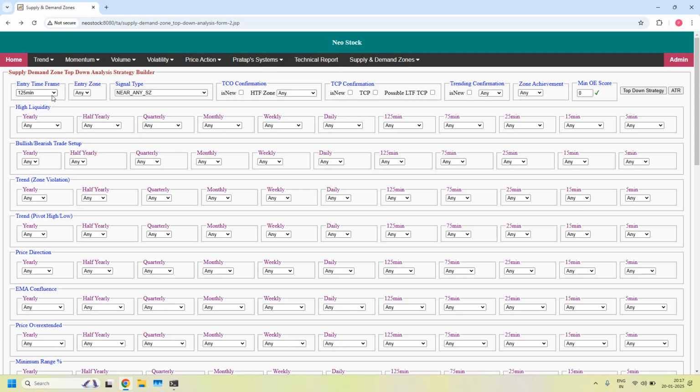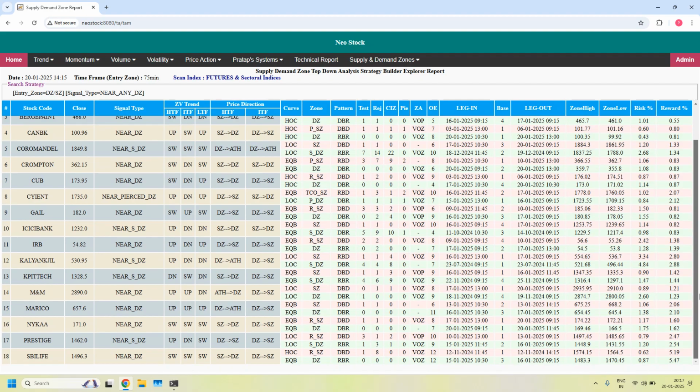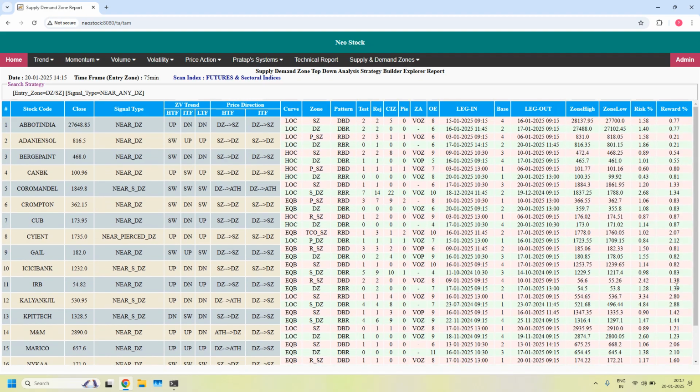Okay, next time frame is 75 minutes. Entry time frame 75 minutes. Let us find the stocks near 75 minutes demand zone. So we got 18 stocks. So first 15 stocks. Let us identify high liquidity 75 minutes demand zones from this list. Coromandel is having a high liquidity 75 minute zone. Already tested 7 times and 14 rejections.